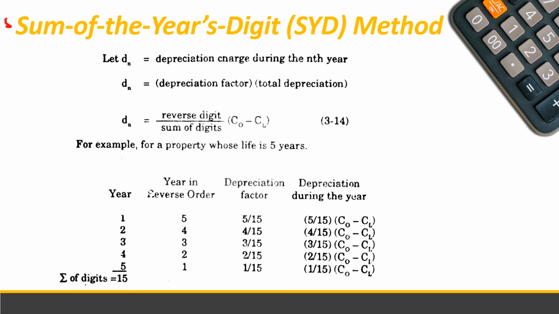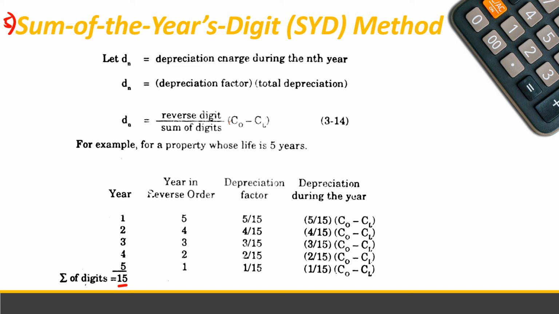So last method is sum of the years digit or SYD method. So this is relative to the number of years. So madali lang to. So first is let DN be the depreciation charge during the nth year, and where DN is solved by multiplying the depreciation factor to total depreciation, and DN is the reverse digit over sum digit times CO minus CL. So to explain further, so for example, meron kang 5 years.